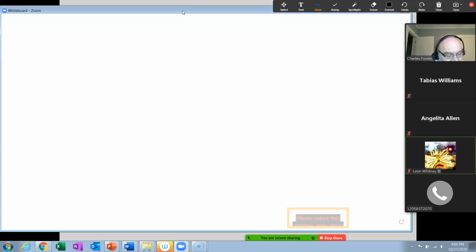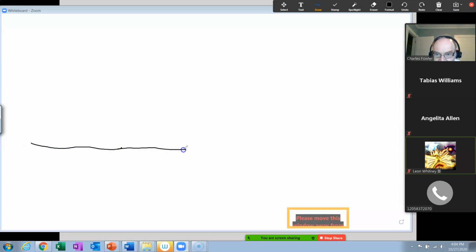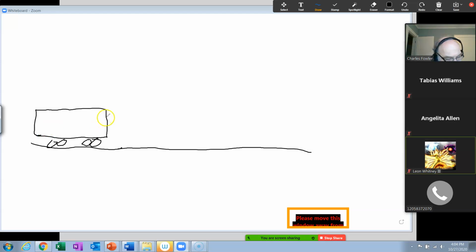A 20,000 kilogram railroad car. Okay, now I don't draw these well, so bear with me. Oh, this is supposed to be level. It's not. Okay, here's the railroad car. Okay, there's a railroad car, not very well drawn. Mass of the railroad car is 20,000 kilograms.